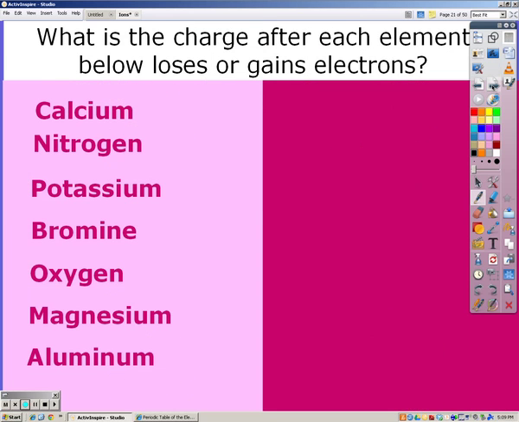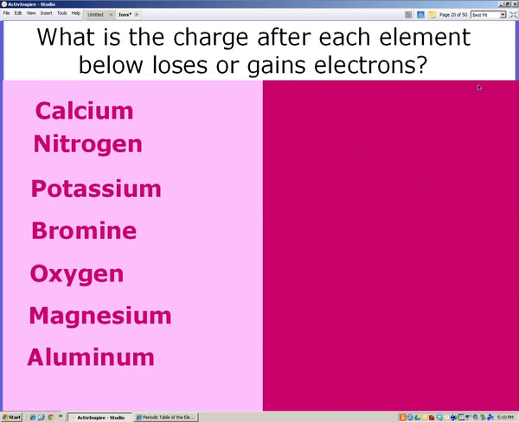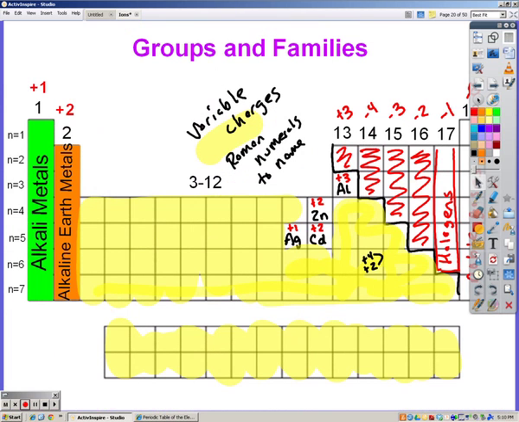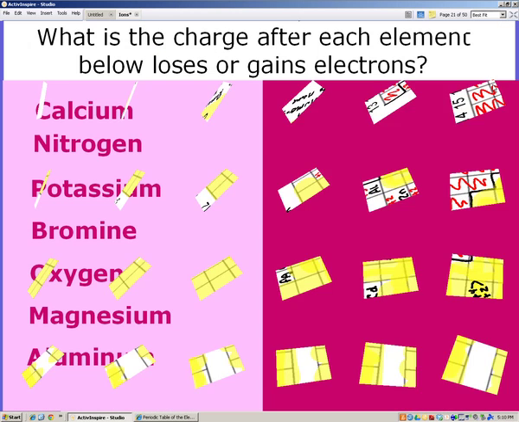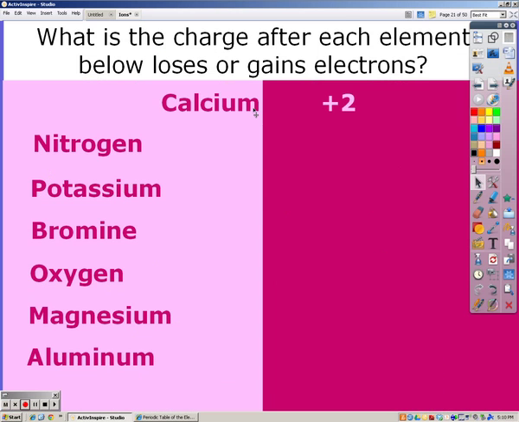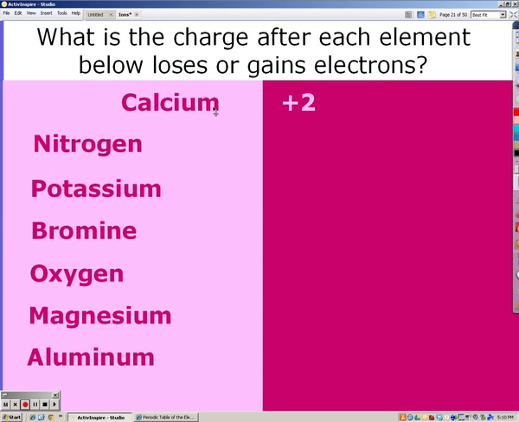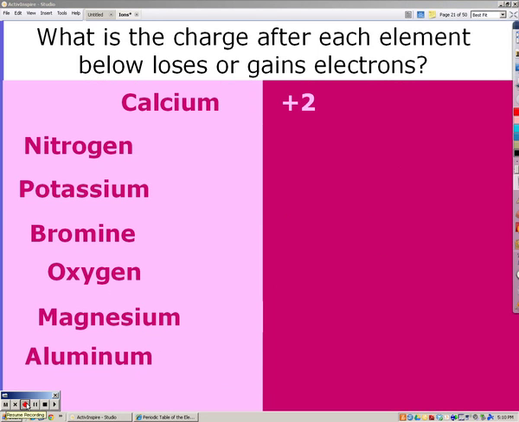So here we're going to figure out what the charge of each element is after it gains or loses electrons. So calcium, if we look back, calcium is an alkaline earth metal, so it should have a +2 charge. So that's what you're going to do for these. Go ahead and pause the video and figure out what the charge of each of these should be when they gain or lose electrons.